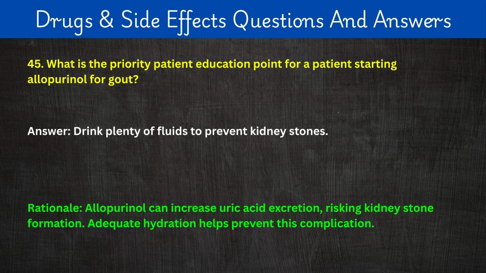45. What is the priority patient education point for a patient starting allopurinol for gout? Answer: drink plenty of fluids to prevent kidney stones. Rationale: allopurinol can increase uric acid excretion, risking kidney stone formation. Adequate hydration helps prevent this complication.